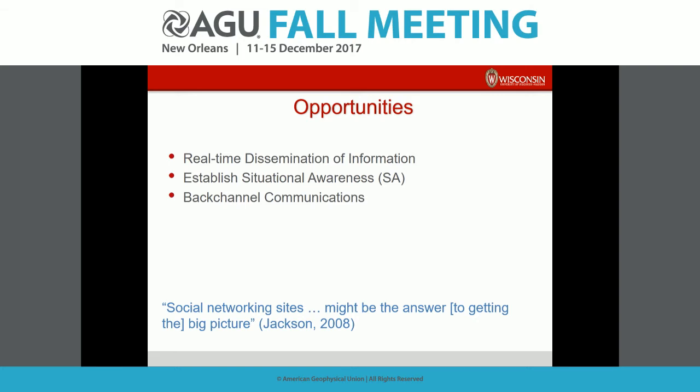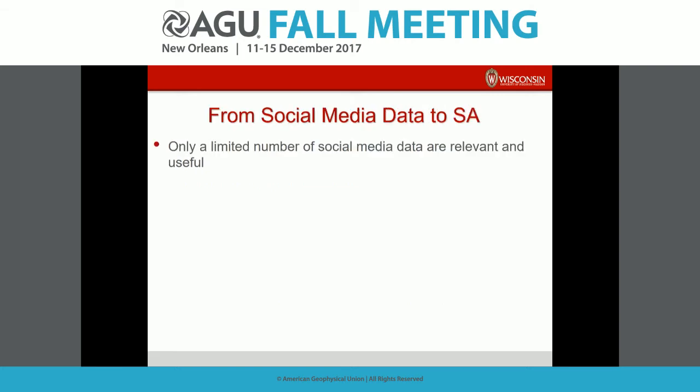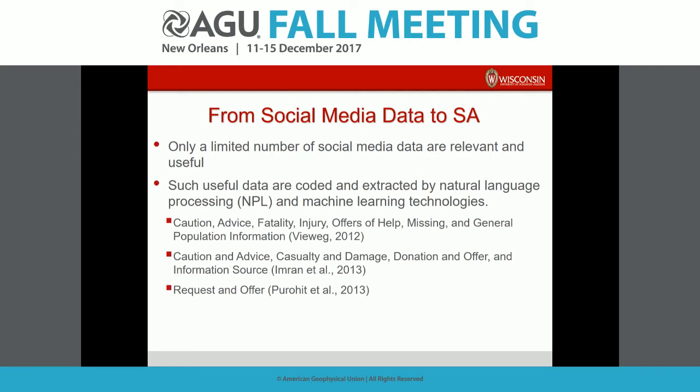when official resources are not available or reachable within the impacted community. However, among the massive social media data sets generated during a natural hazard, only a small portion of them are useful and relevant for the establishment of situational awareness. Therefore, in order to quickly extract such useful information, we rely on natural language processing and machine learning technologies. For example, commonly extracted and identified information includes caution, advice, fatality, injury, offer, volunteer, damage, and request.